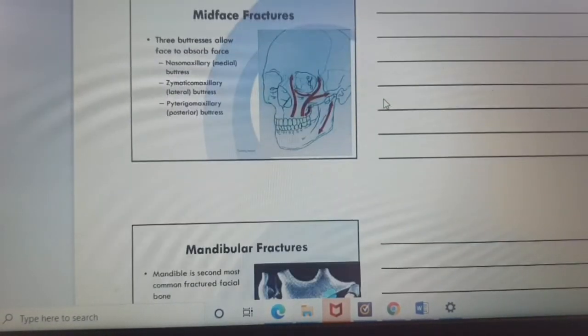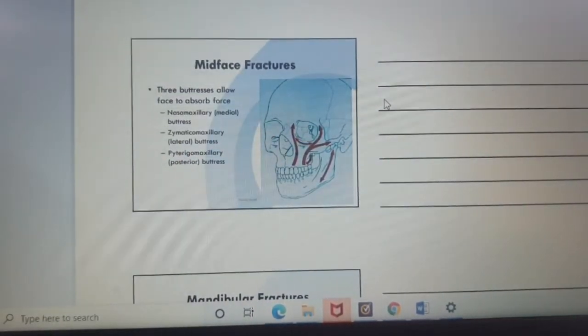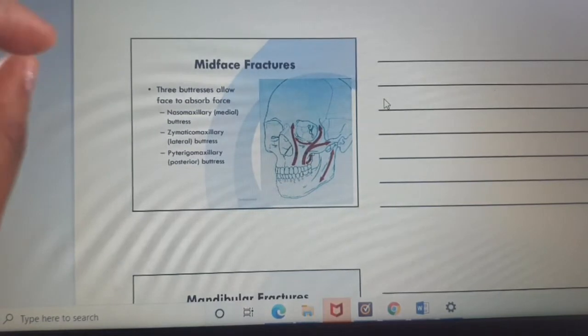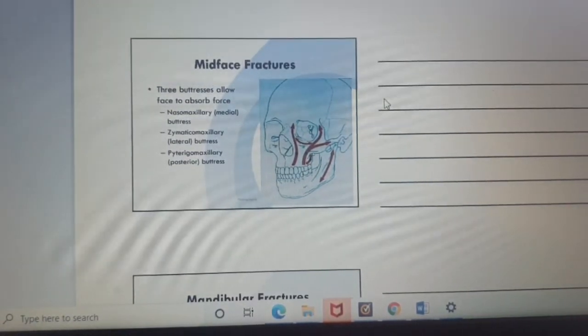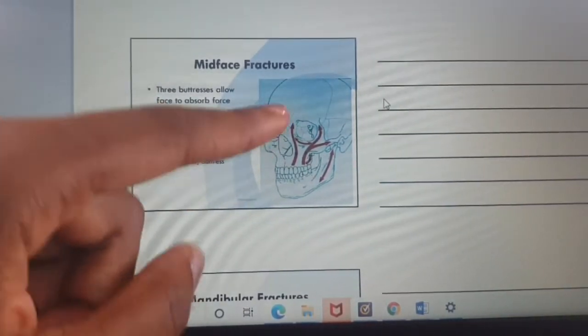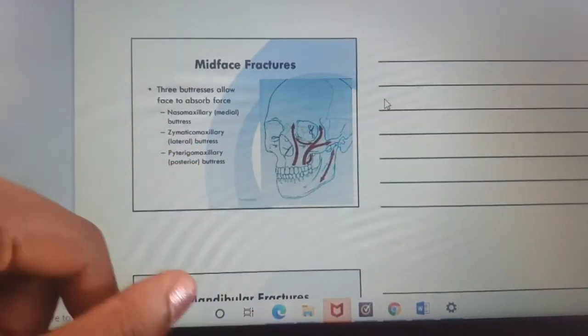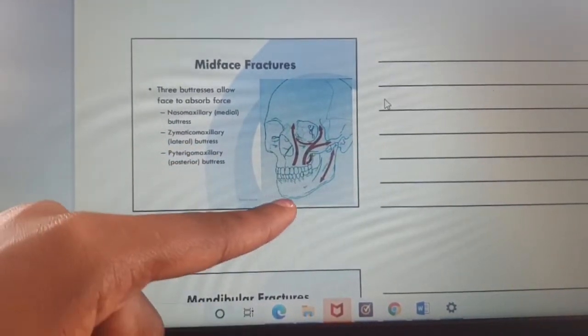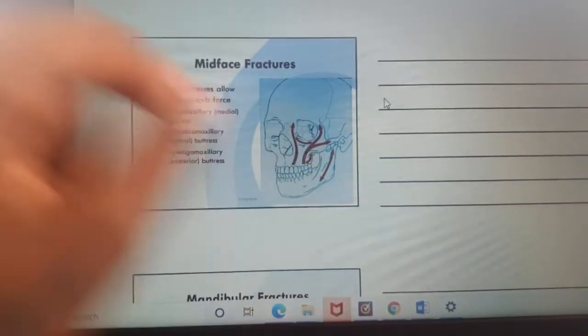And then from there, we have 3 buttresses that they are discussing over here. These buttresses essentially allow the face to absorb force upon impact, or once a force has been exerted onto our facial structure. So we have our nasomaxillary buttress. Then from there we have our zygomaticomaxillary buttress, which is on the lateral aspects, as well as the pterygomaxillary buttress that then exerts a force in the inferior-superior direction.